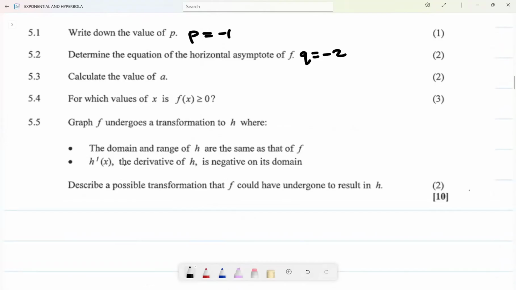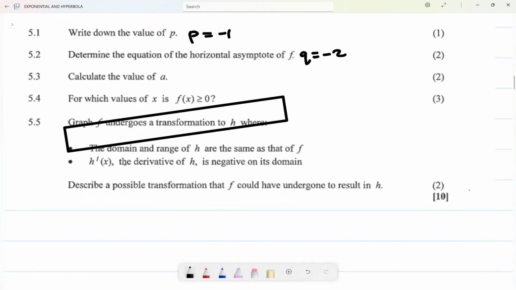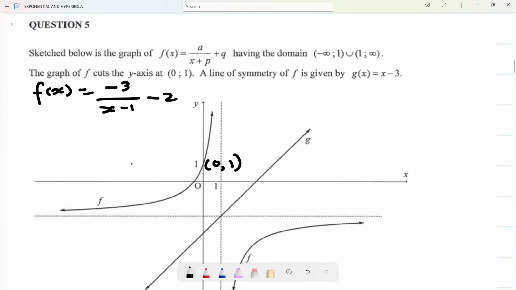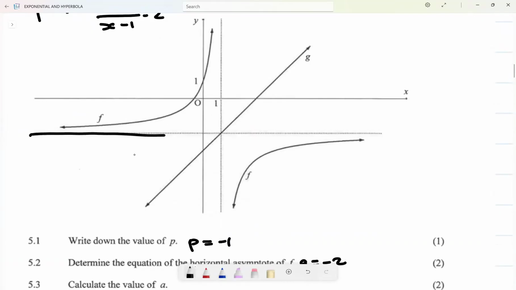I'm told that graph F undergoes a transformation to H. The domain and range of H are the same as that of F. The domain and range remains the same here. So if the domain and range remain the same, it means I'm still on these asymptotes. I did not change my asymptotes.